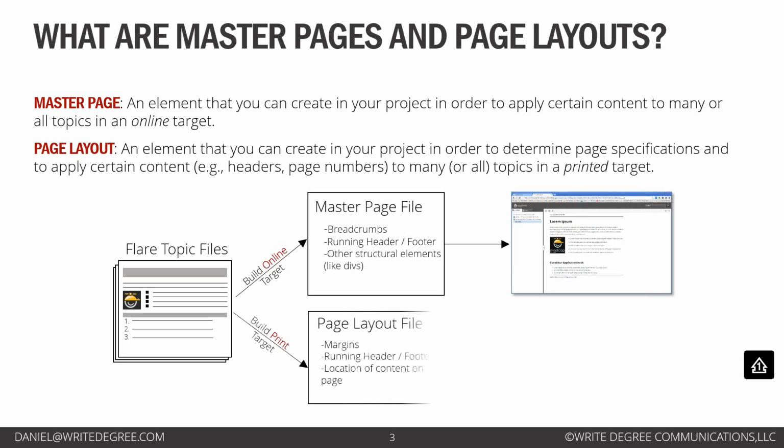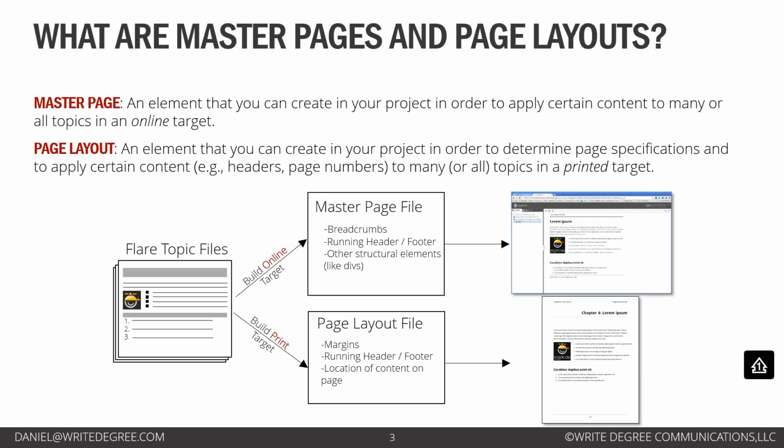Same concept applies for print targets. You build your PDF target, for example, and you apply a page layout file. It specifies things like margins, again, running headers and footers, where you want the content on the page. You can put things like images. You can put colors, various decoration frames they're called, that sort of thing. We'll get into that too in this hour. And using your page layout, you can specify what you want your printed output to look like. Using these two different files and from your single sourced Flare topics, you can, if you wanted to, create pretty drastically different looks for your output if you needed to.